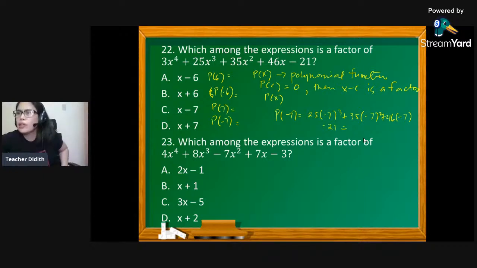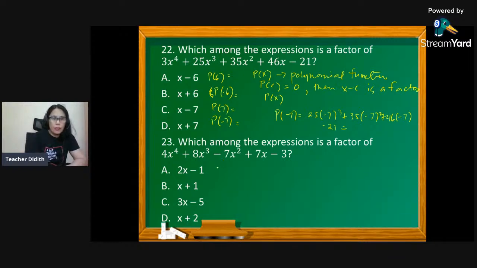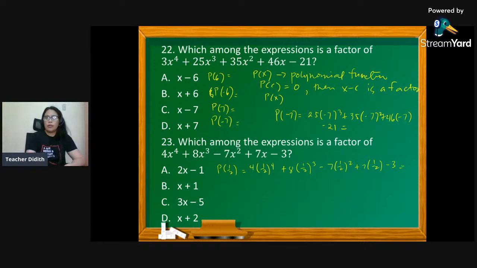What is your answer for 23? A. Let's see. Okay, so let's work on P of 1/2. So this is 4 times 1/2 to the 4th plus 8 times 1/2 cube minus 7 times 1/2 squared plus 7 times 1/2 minus 3. Okay, so let's check. Maybe some are just copying A. 4, 1/2. Oh, Angelo, are you manifesting that A is the answer?